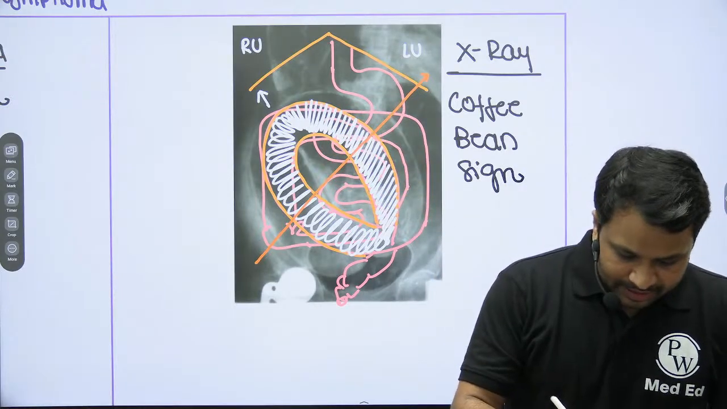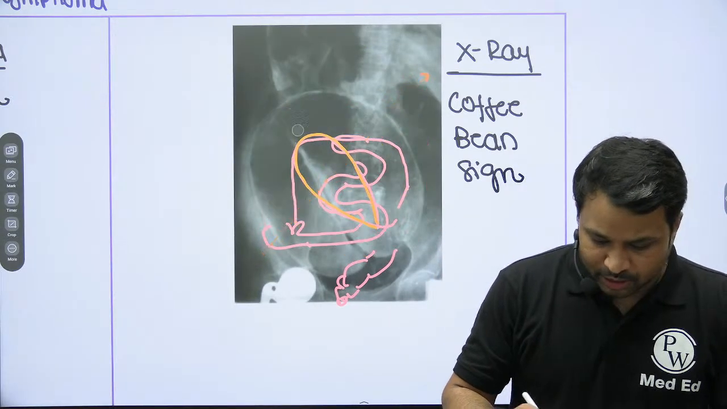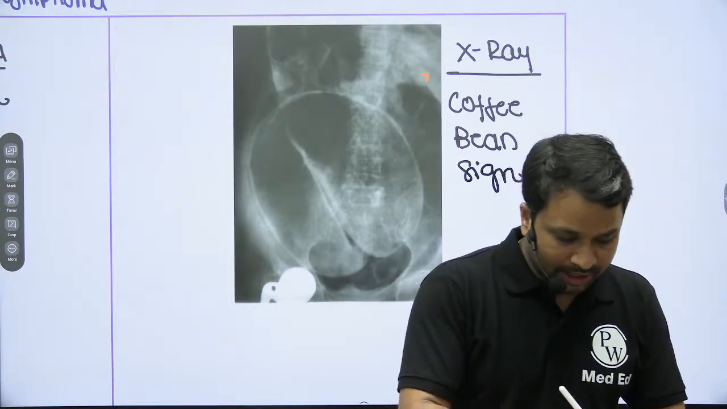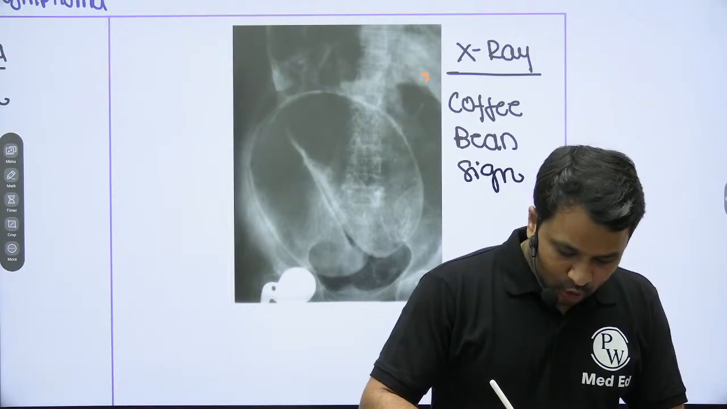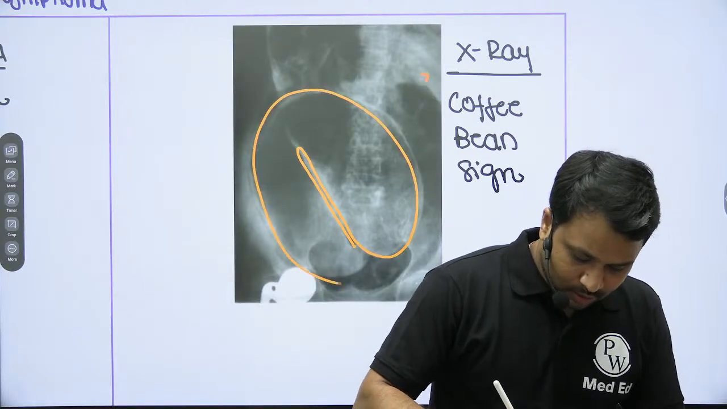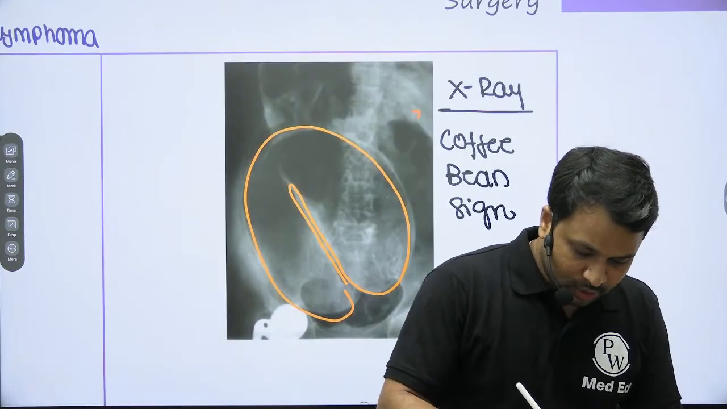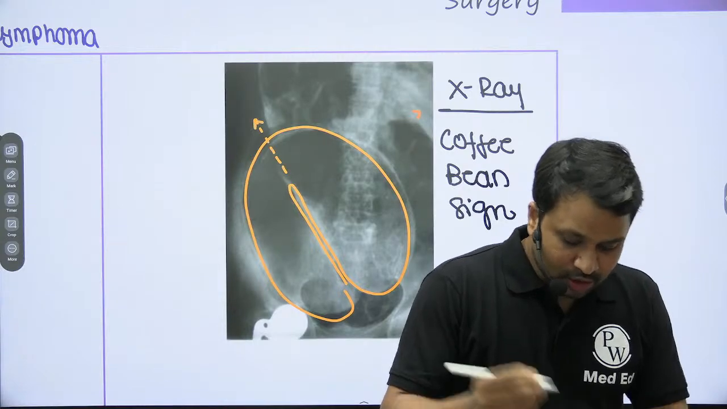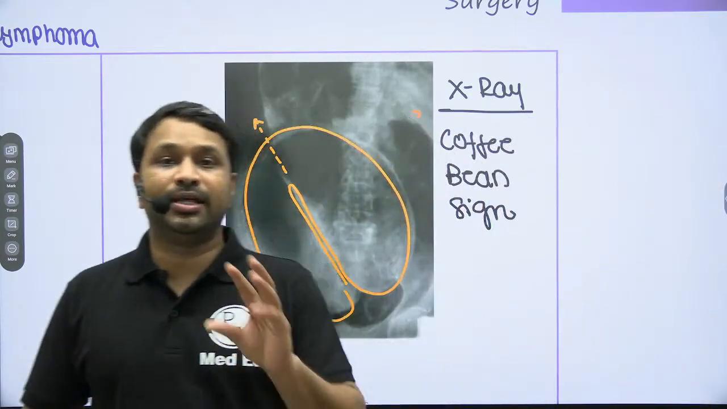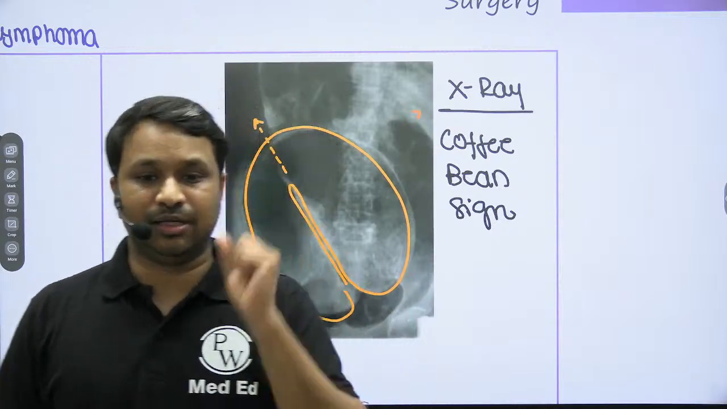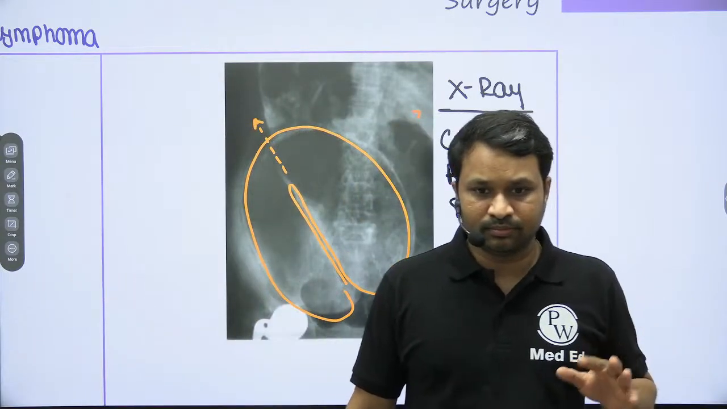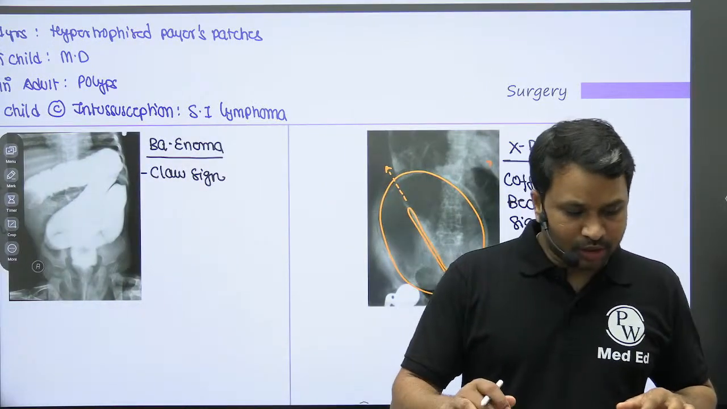Now, if I erase this, now you'll be able to see the orientation of the coffee bean. Does it make sense? Absolutely. You can see that the coffee bean is now pointing toward the right upper abdomen. So I know its origin is going to be sigmoid volvulus. So based upon looking at the coffee bean itself, I can tell you whether it is a sigmoid volvulus or a cecal volvulus. Okay? Clear? So this is on the basis of X-ray.